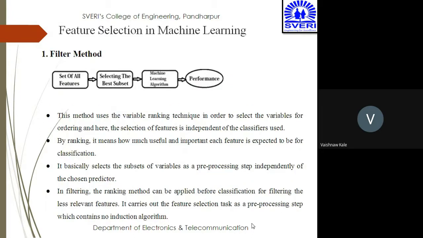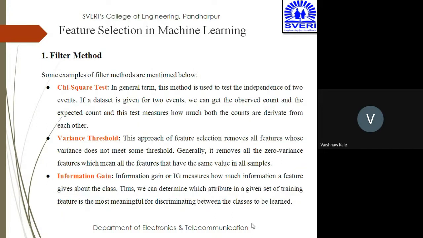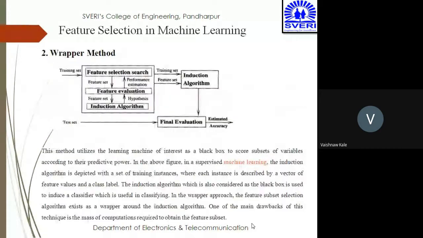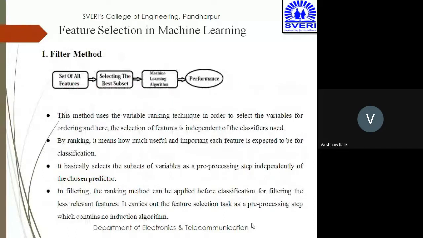How many types of techniques are available for the feature selection? So obviously there are 3 types of feature selection techniques in machine learning. One is your filter method, the second one is a wrapper method, and the third one is an embedded method. So we are going to see these methods as far as the feature selection technique is concerned. So let us start with the filter method.